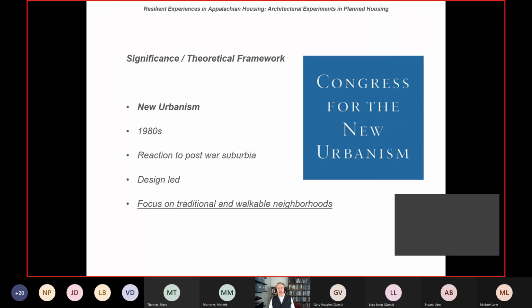The second framework to look at these towns is more from a design perspective, and it's more current. The Congress for the New Urbanism, or the New Urbanism as it's known, comes about in the 1980s as a reaction to post-war suburbia. It was led by architects and urban planners, and it aspired to bring back traditional homes and traditional neighborhoods that existed in American cities prior to World War II. It has definitely influenced significant new towns in the last two decades. But generally, these have been urban focused models, and they've been focused on upper middle income and upper class families who could afford the model.